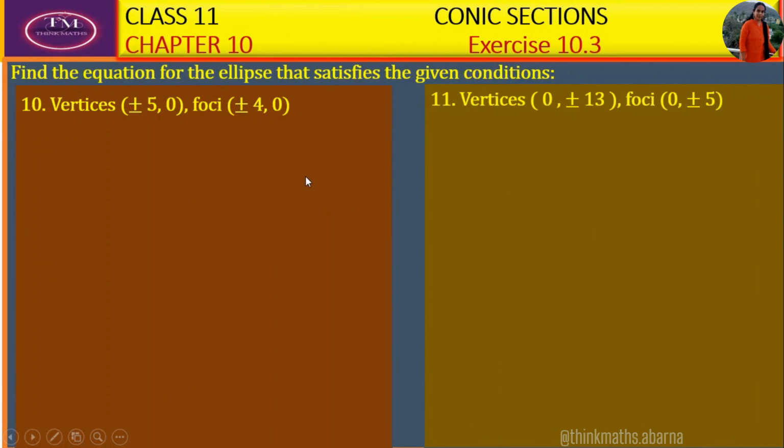Yes. Here we have to find the equation for the ellipse that satisfies the given condition. Okay. Now vertices and foci are given. We have to find the equation. It is very simple compared to the previous 9 problems. What is given? Vertices are given, foci are given. So vertices are plus or minus 5 comma 0 and foci are plus or minus 4 comma 0. Both have the x coordinate. Y coordinate is 0. That means the major axis is the x-axis.